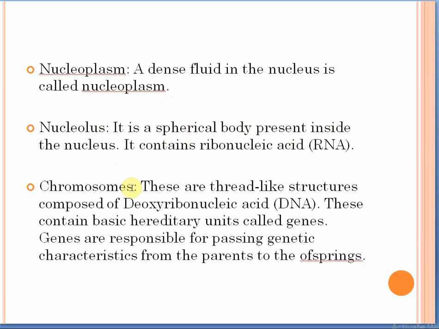Then the fourth one is the chromosomes. These are thread-like structures which are composed of DNA. DNA's full form is deoxyribonucleic acid. Inside this DNA you will find functional units called genes, the basic hereditary units. These genes are responsible for passing genetic characteristics from parent to offspring. They store the genetic information, and this information is passed from the parent to the offspring.